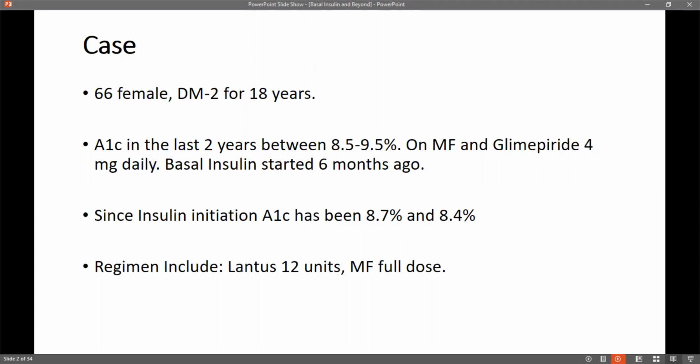She used to be, for the major part of her disease, on full dose of metformin and on glimepiride, 4 milligrams daily. But because the A1Cs were running high, closer to 9.5 in the last 2 years, insulin was initiated about 6 months ago. In the 6 months since the initiation of basal insulin, the A1Cs improved some. They were 8.7 after 3 months of basal insulin use, and then 8.4. So she came to see us on Friday, and her medications at that time were Lantus, which is basal insulin, 12 units, and glimepiride was stopped after initiation of insulin, and on metformin full dose, 1 gram twice a day.